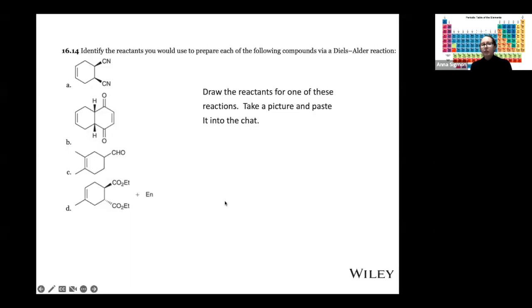Here we have a slightly different question. You're given the products, and I want you to figure out what are the two reactants that you would react together to get this product. So you're going to need to break bonds and think retrosynthetically. So think in a backwards direction. What diene and dienophile could be used to create these products shown?